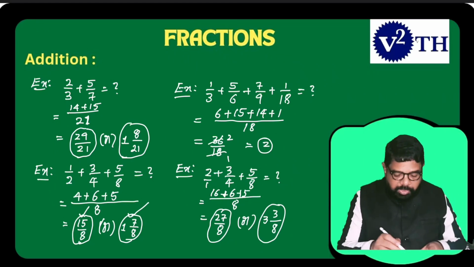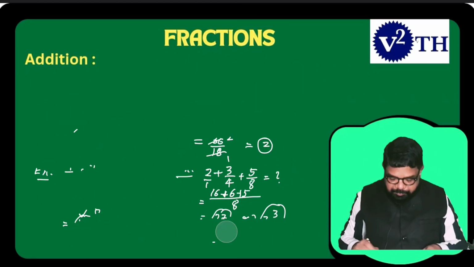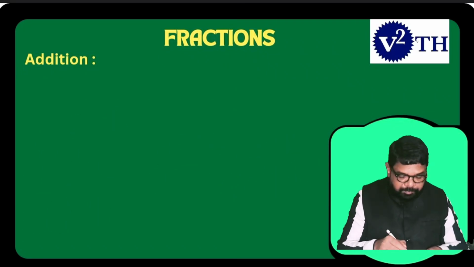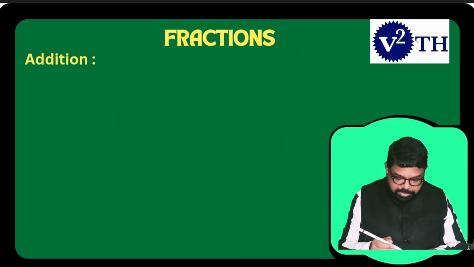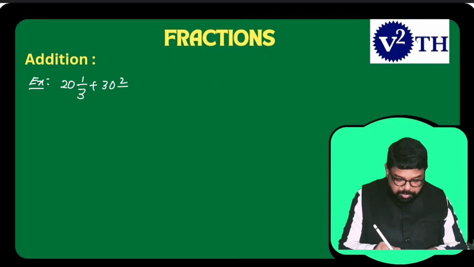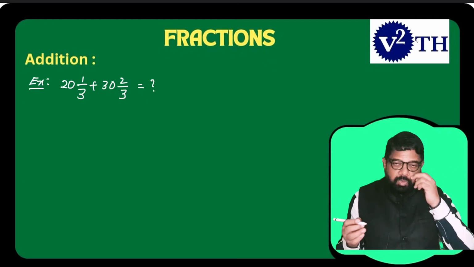Understood? Now here mixed fractions are given. How can you do it? Let it be one example: 21 by 3 plus 32 by 3. So what is the value of this?